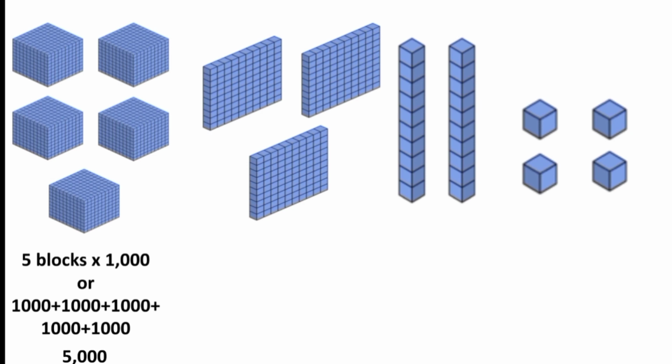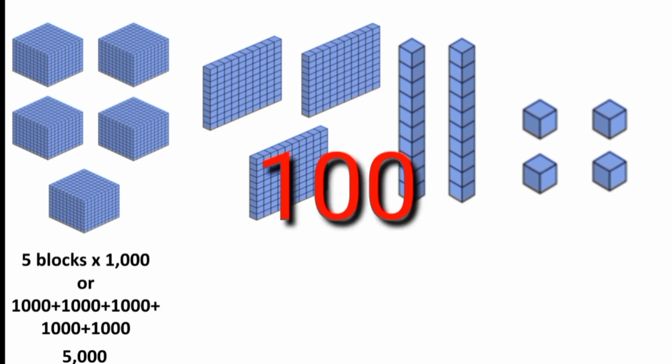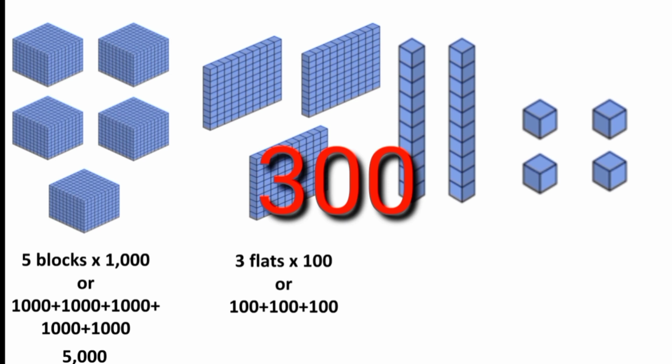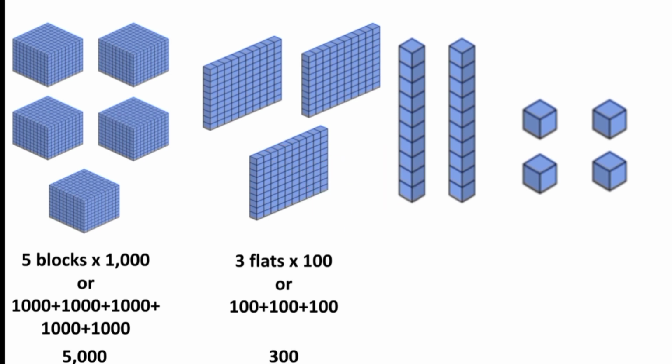In the case of flats, there are 3 flats in the illustration. And what number is represented by one flat? Yes, you are correct. It is 100. So in this case, 3 flats mean that there are 3 100s. So we will multiply 3 to 100, or we will add 100 3 times, and we will arrive at the same answer. And what would be the answer? Yes, you are correct again. It is 300.